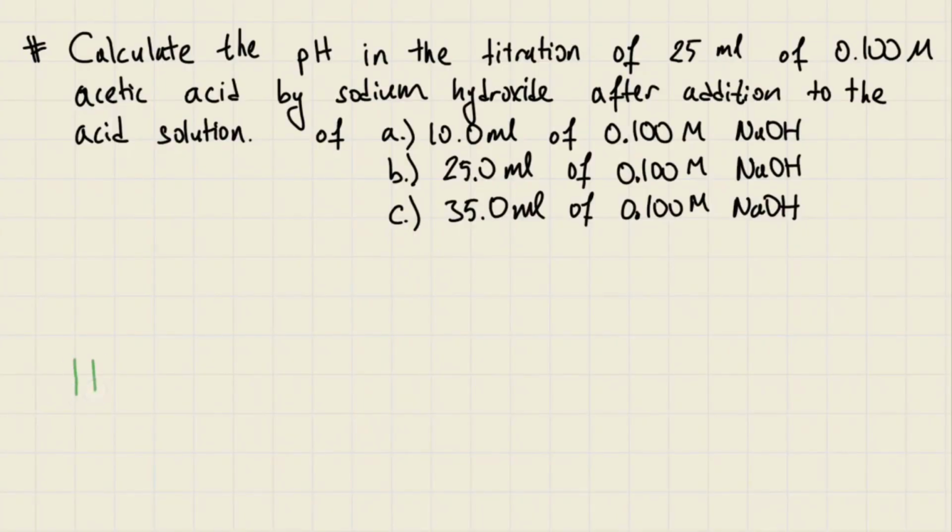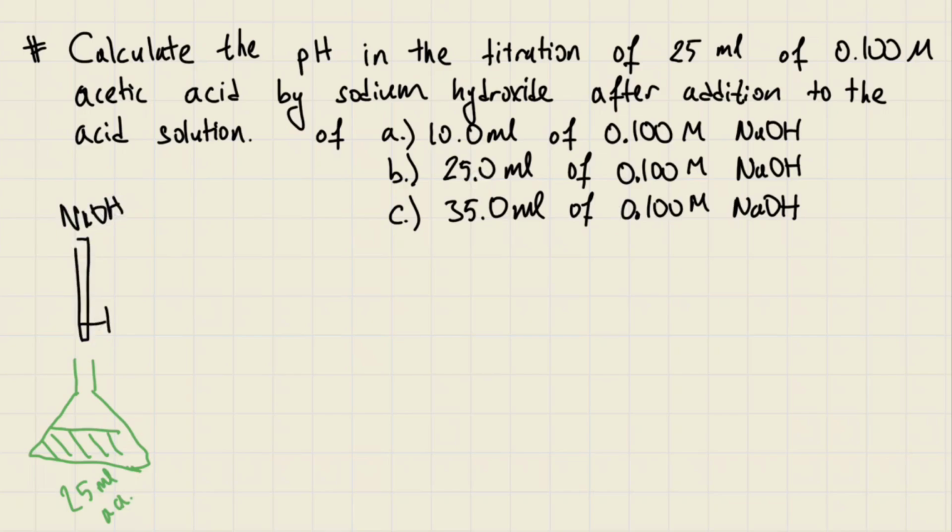Again, acetic acid is the analyte, it is in the Erlenmeyer flask. We have 25 milliliters of acetic acid, and we are adding sodium hydroxide from the top. Their concentrations are the same. So we have 0.1 molar acetic acid concentration, and the sodium hydroxide concentration is also the same. So we will calculate the pH after adding 10 milliliters of sodium hydroxide solution.